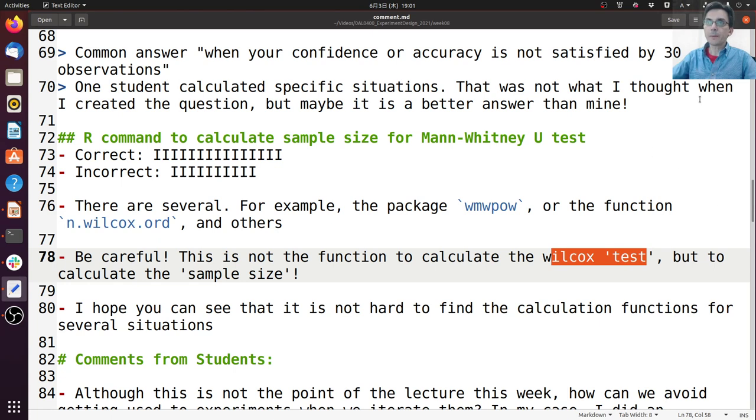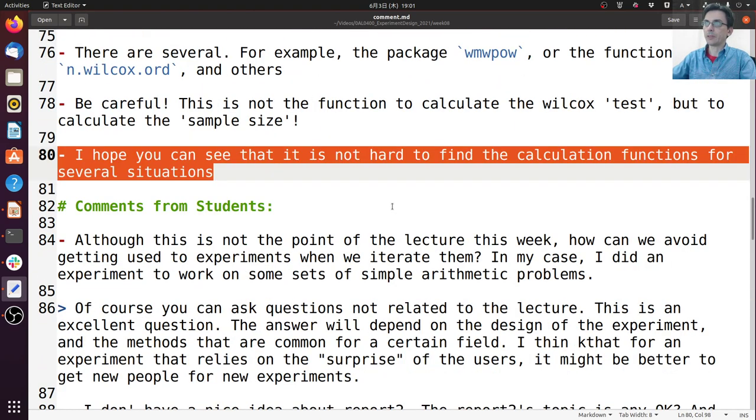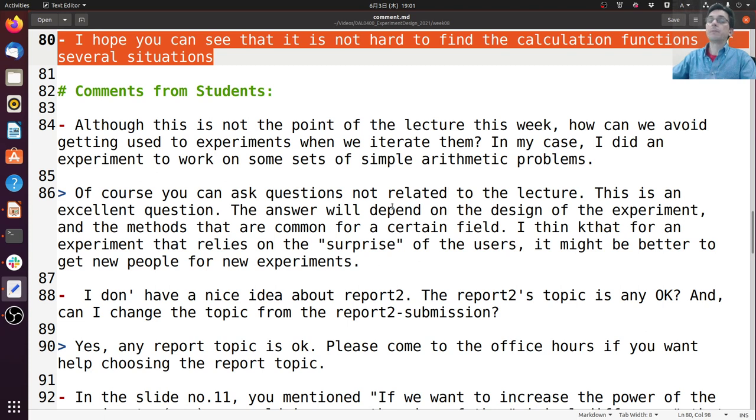And I hope that you saw from this exercise that it's not very hard to find the calculation for a certain kind of test by looking on the internet. So if you want to do a different test, it should be easy for you to find the calculation on the internet. Now, I want to reply to some of your comments. There are many comments that I want to talk about and many good comments. So please keep bringing all the comments.